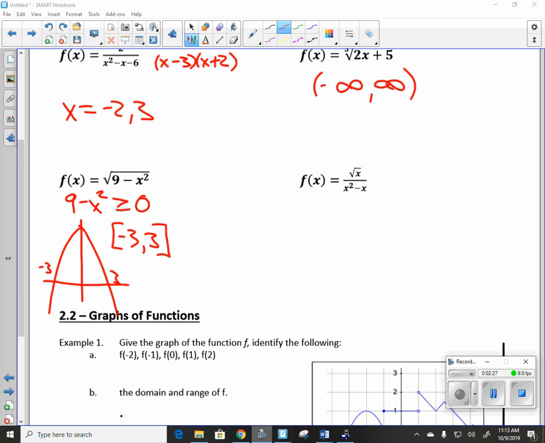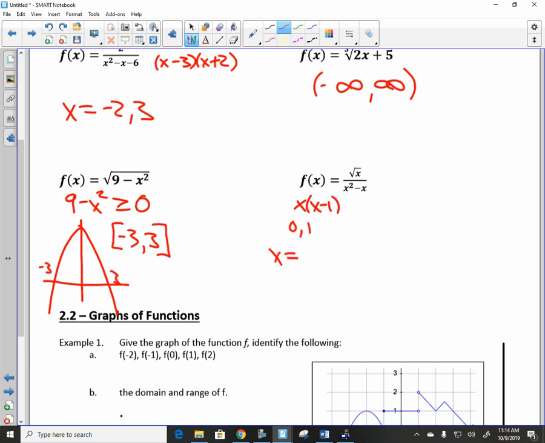You try the last one on your own. Talk with a peer to see if you can do something with it. Tell me something, anything about the last one. Why can x not be 0 or 1? Yeah, you can't divide by 0. What would give you 0 in the denominator? 0 or 1. So x cannot be 0 or 1.